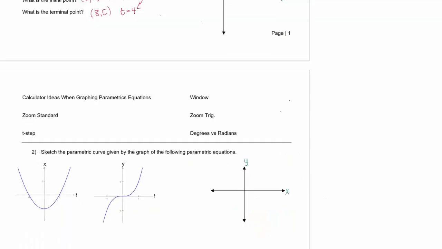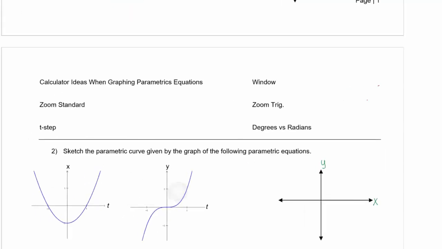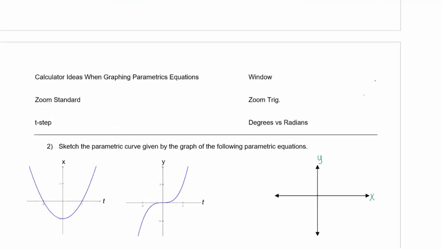So looking back at your notes, I did give you a little bit of space to write whatever you wanted to about calculator ideas when graphing parametric equations. So what do you want your window to be? You might want to take a second, pause the video, and write that down. I don't ever recommend zooming because you lose control.